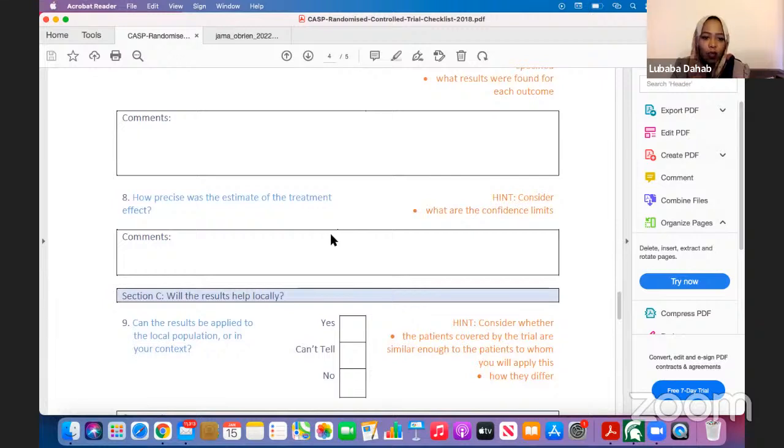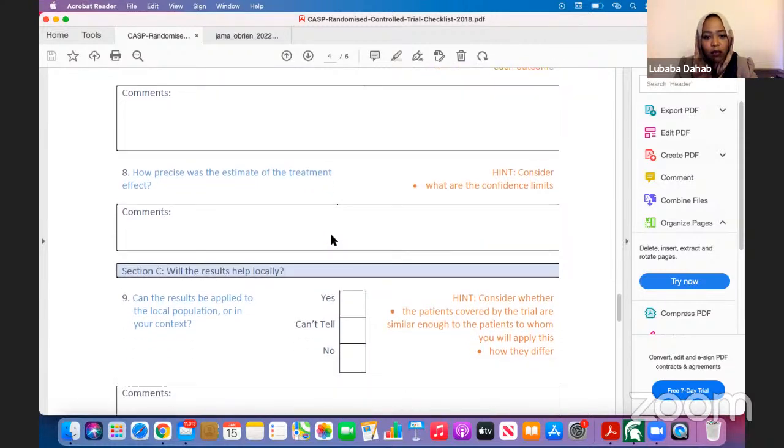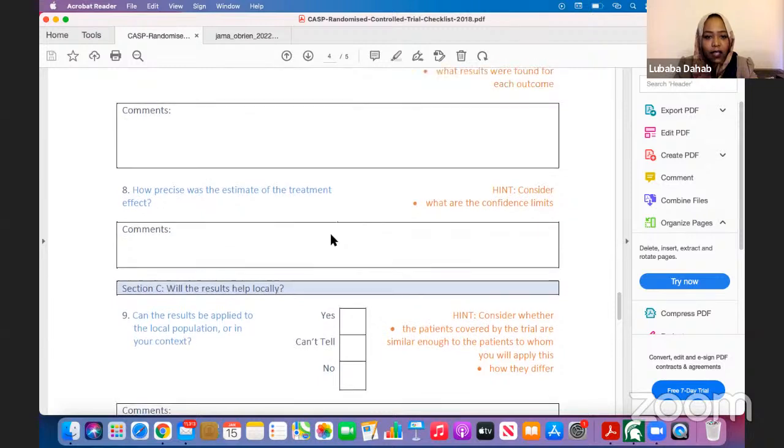How precise was the estimate of the treatment effect? This is more of a statistical calculation. They provided how they compared these findings, and they provided confidence intervals, p-values, odds ratios, and all of these calculations. However, the only thing I would say is that the confidence interval is a little bit wide, so this will affect the precision of the study. But other than that, all of these were explained in the study.